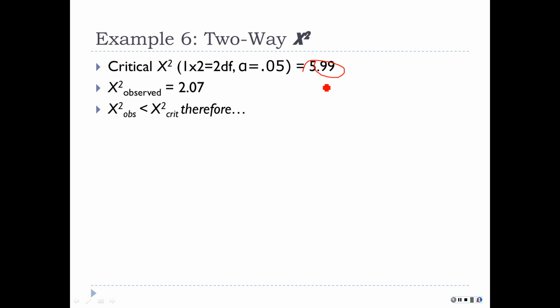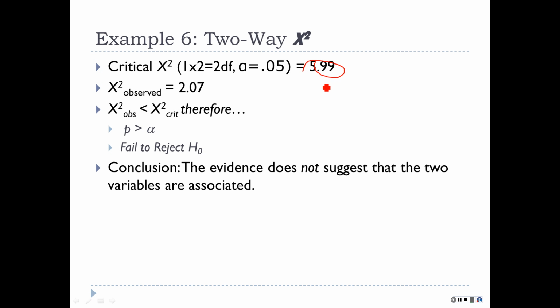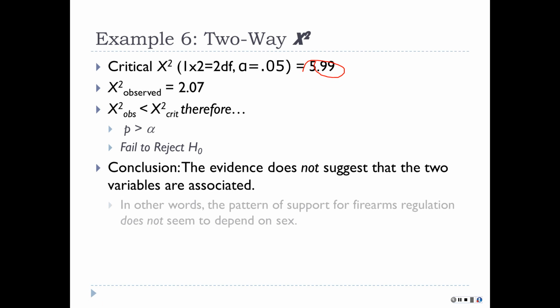So observed is less than critical. Therefore, p is greater than alpha, which is bad. We fail to reject the null hypothesis. So the conclusion is that the evidence does not suggest that support for firearms regulation and sex are associated in any way. So whether you support firearms regulation has nothing to do with whether you're male or female, as far as we know from this data.